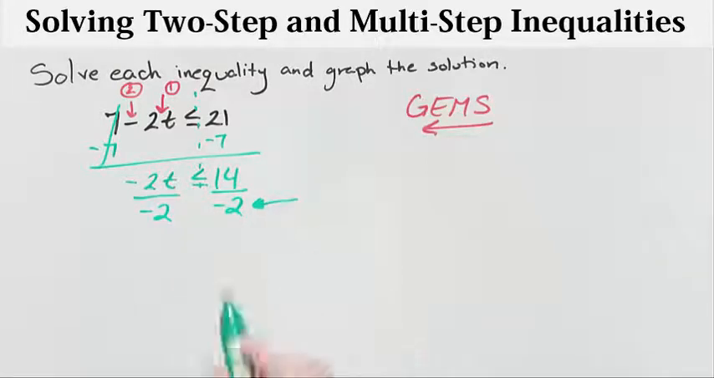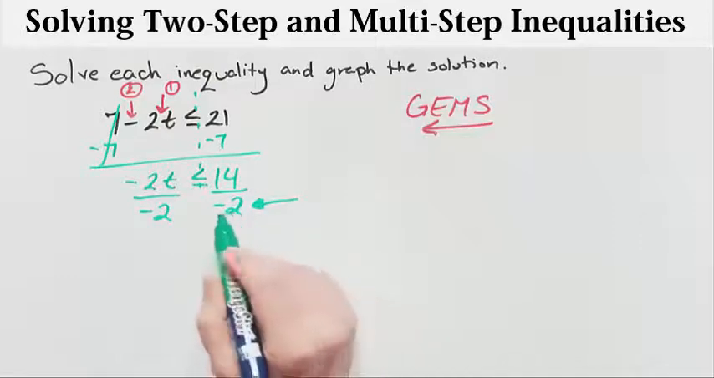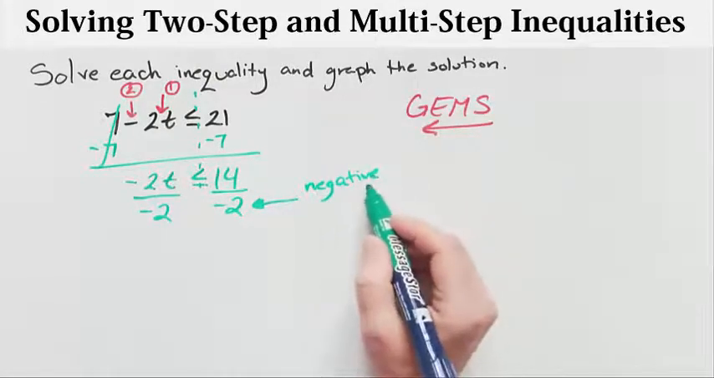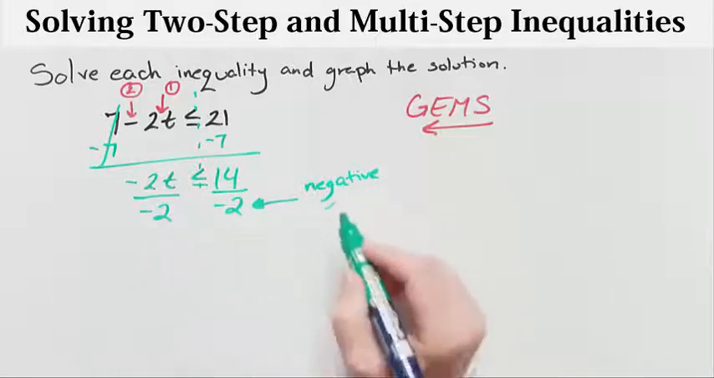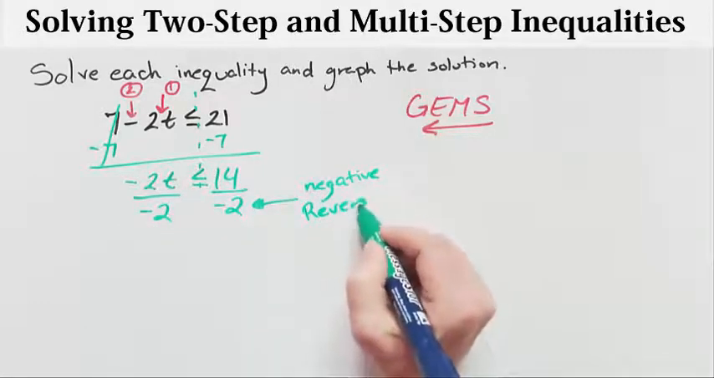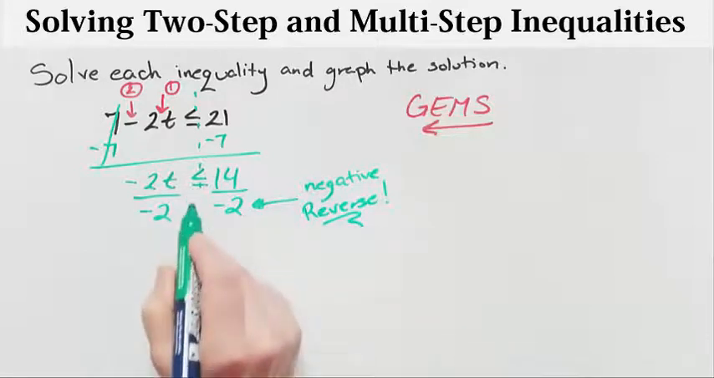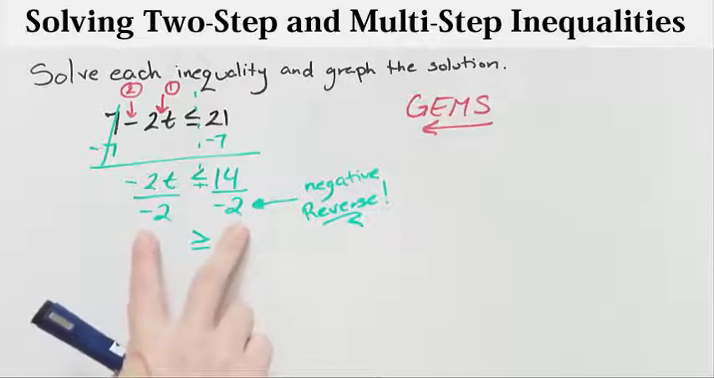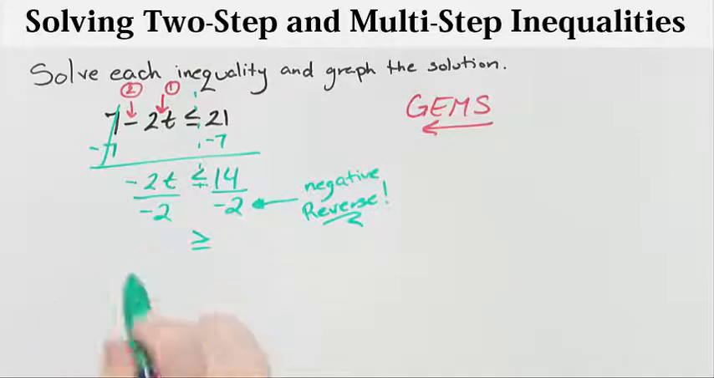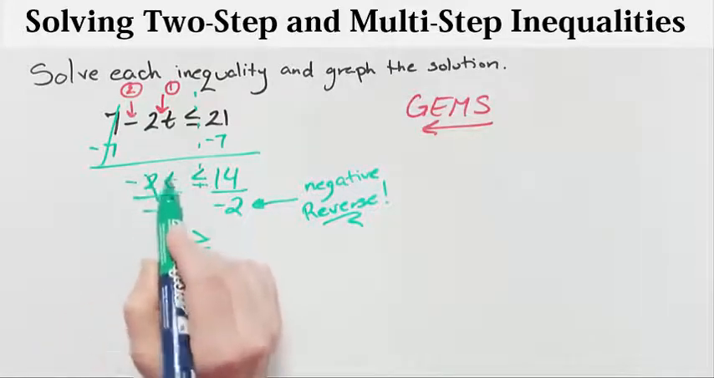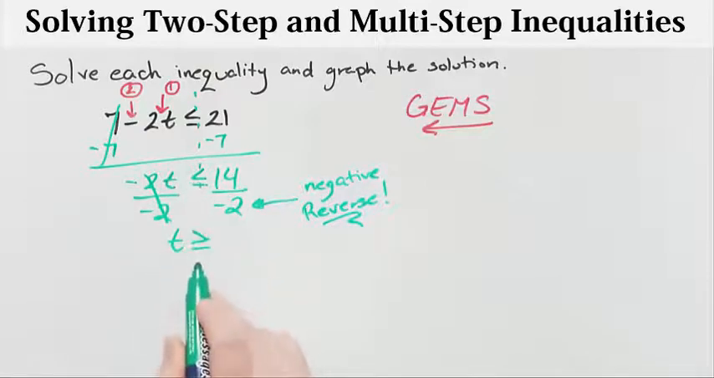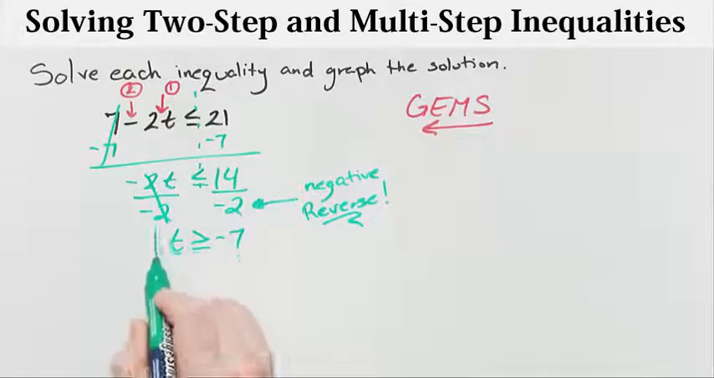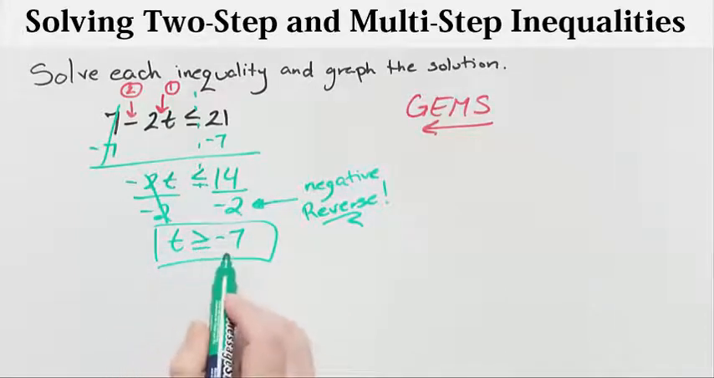I chose to divide by a negative, so I need to stop and remember. This is actually a negative number that I am dividing by. If I remember from our last lesson, if you divide by a negative, you need to reverse the inequality symbol. So I'm no longer less than, I am now a greater than or equal to symbol because I divided by a negative number. Negative 2 divided by negative 2 is 1. I'm left with t is greater than or equal to 14 divided by negative 2 is a negative 7. So I am graphing t is greater than or equal to negative 7.